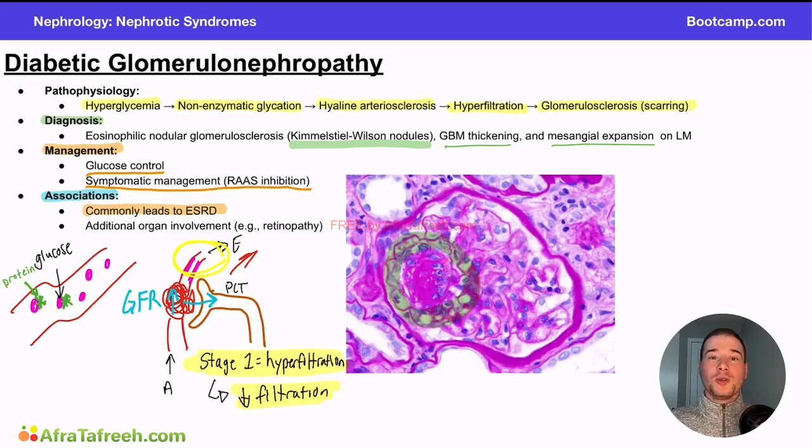And if the condition is not treated, it can progress further and further to ultimately lead to end-stage renal disease in a patient, which of course is going to cause them to have a decrease in their filtration compared to the early stages when they were having an excessive filtration or hyperfiltration.